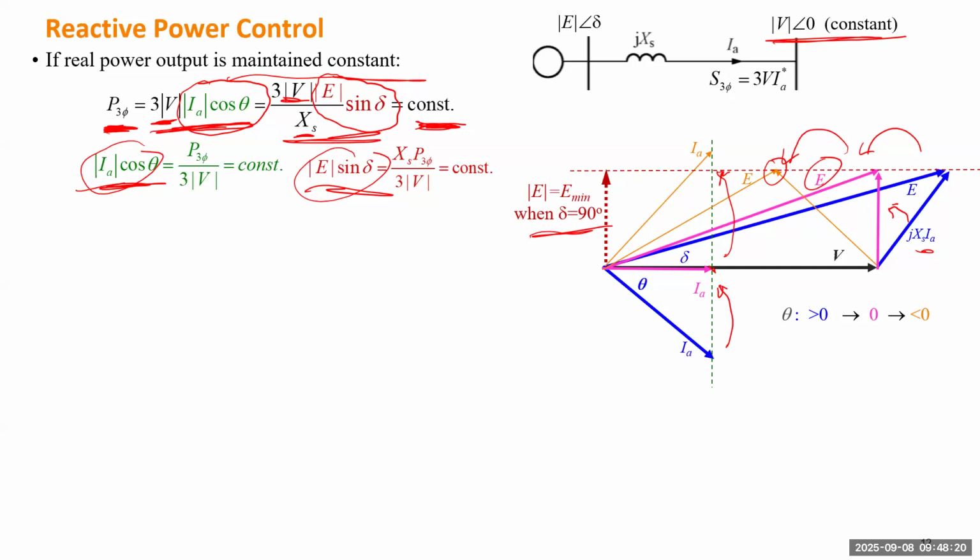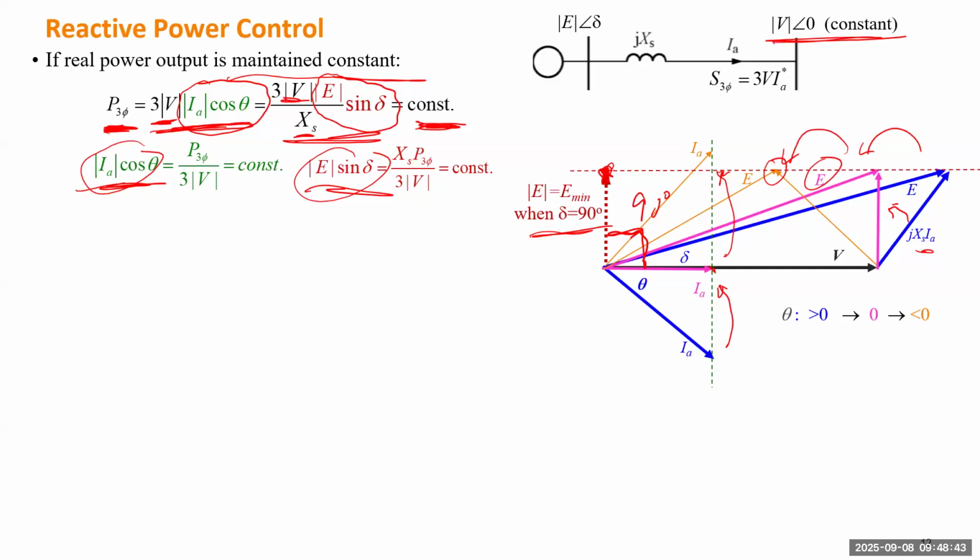So the shortest E will happen when the projection is exactly on top of the origin. And that will make this angle be 90 degrees. So delta will be equal to 90 degrees, and E will become the shortest one.